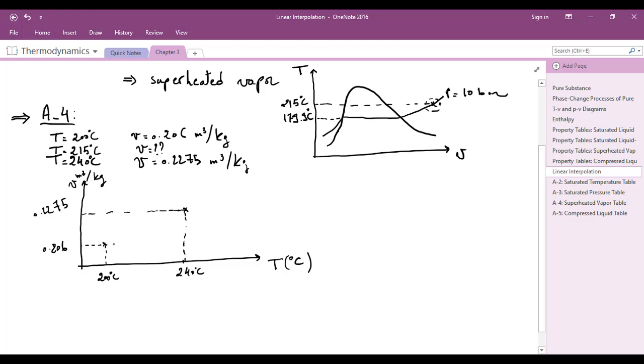of 0.2275. Now we will assume that the variation between point 1 and point 2 is linear, so we draw a line here, and the problem is now to calculate the specific volume at a temperature of 215 degrees, which is here. If we draw the two triangles, this is the first triangle and this is the second triangle. Let's label them: the big one is A, B, C, and the smaller one is A, D, E.